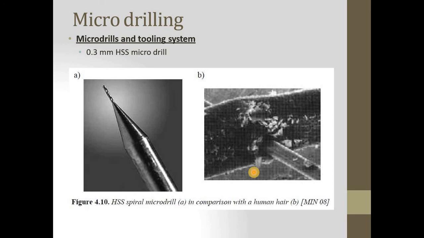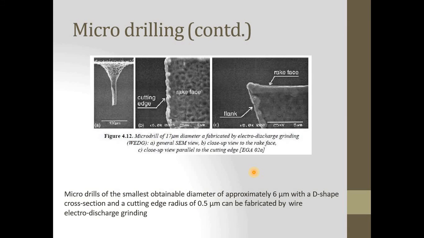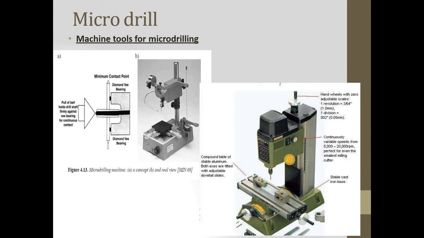Look at this micro drilling system having a 0.3 mm HSS micro drill. This is the cutting edge, this is the rake face, you can easily observe over here. So micro drills of the smallest obtainable diameter of approximately 6 micron, with a D-shaped cross section and a cutting edge radius near about 0.5 micron, can be fabricated by wire electro discharge grinding. These are the micro drills.